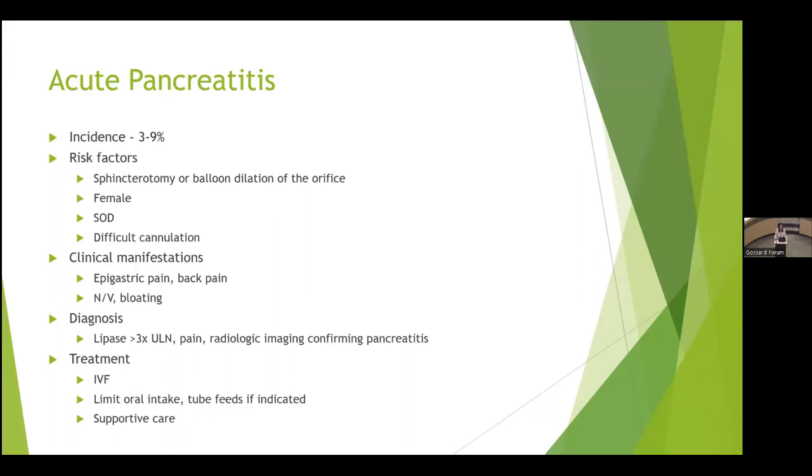Sometimes we have to start tube feeds, depending on the severity of the pancreatitis when they present, and then supportive care. And these are for the more basic, straightforward pancreatitis episodes. Obviously, the more severe cases require additional workup.